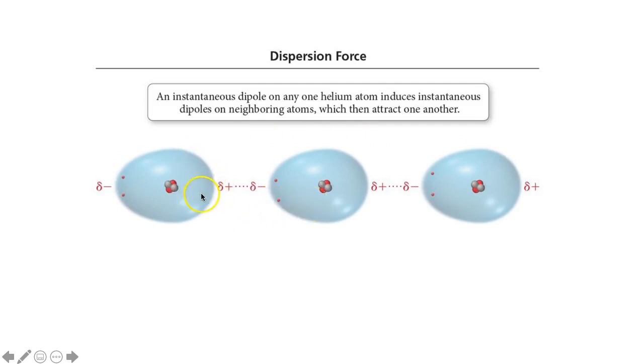So the positive end of this helium atom influences the helium atom very close to it, and those electrons are pulled towards it. So this end becomes partially negative, and then we have a third one happening. And just as quickly as these dipoles form, they can disappear because those electrons are in constant motion. It's almost like flicking a light switch on and off.